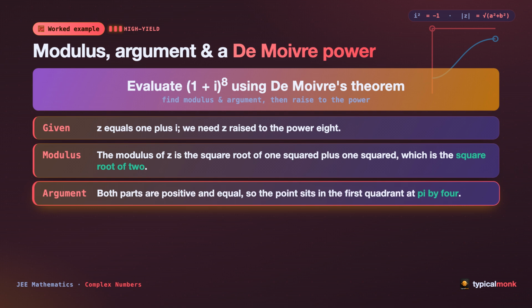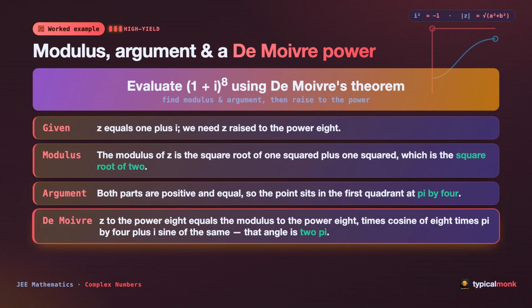Step 3. Find the argument. Both the real part and the imaginary part are positive and equal, so the point sits exactly in the first quadrant, at an angle of pi by 4. Step 4. Apply de Moivre's theorem. z^8 equals the modulus raised to the power 8 times cosine of 8 times pi by 4 plus i sine of the same angle, and 8 times pi by 4 works out to 2 pi.